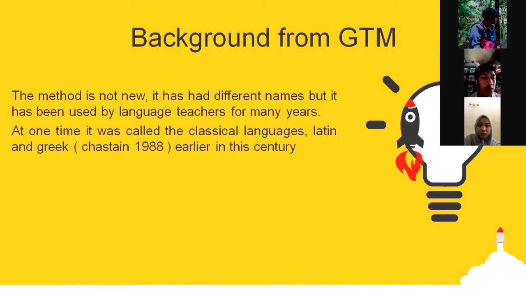In this method, grammar translation is the learning of a foreign language through reading comprehension and analyzing the structure. Then it can be translated into the native language. The grammar translation method is not new and it has had different names, but it has been used by language teachers for many years. At one time, it was called the classical method for Latin and Greek.